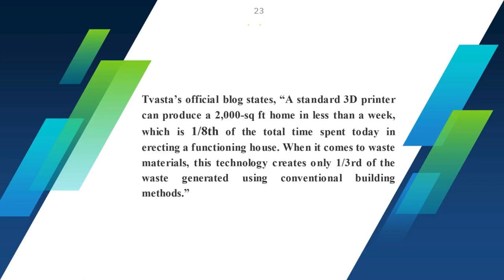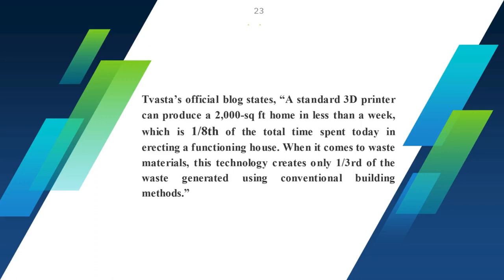The Vasta official blog states that a standard 3D printer can produce a 2000 square feet home in less than a week, which is 1/8 of the total time spent today in erecting a functioning house. When it comes to waste material, this technology creates 1/3 of the waste generated using conventional building methods.